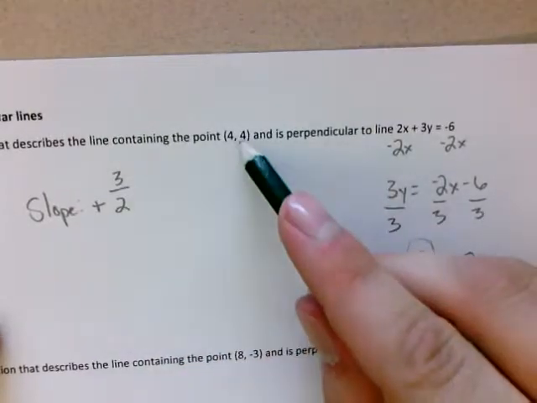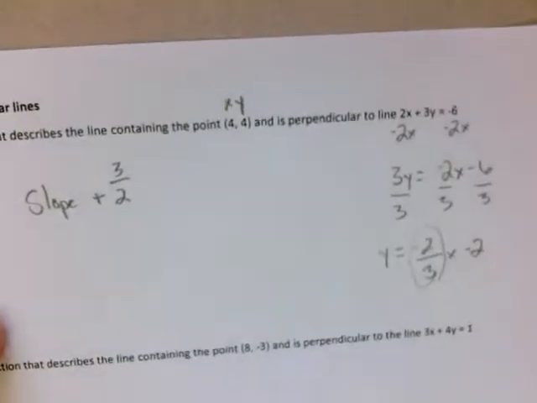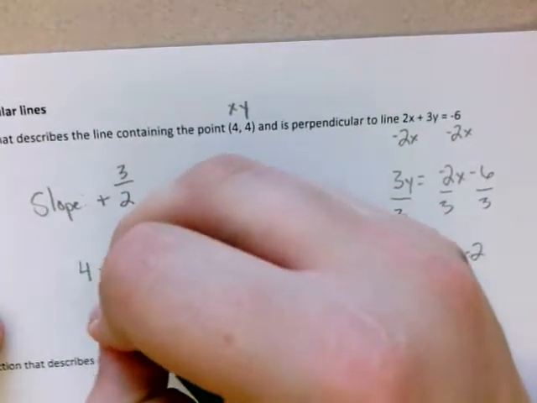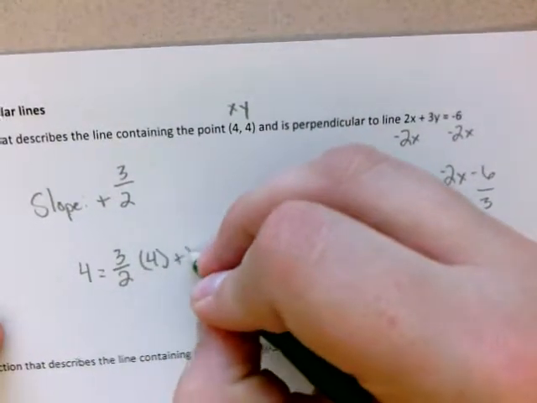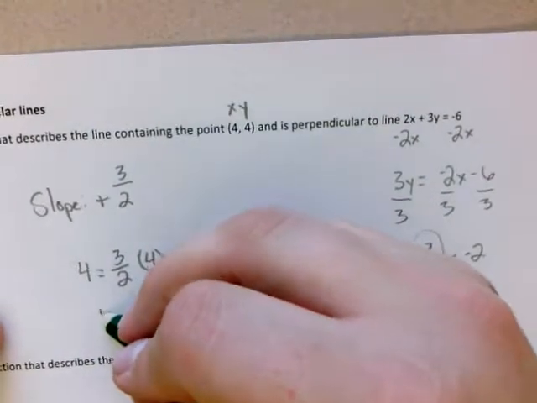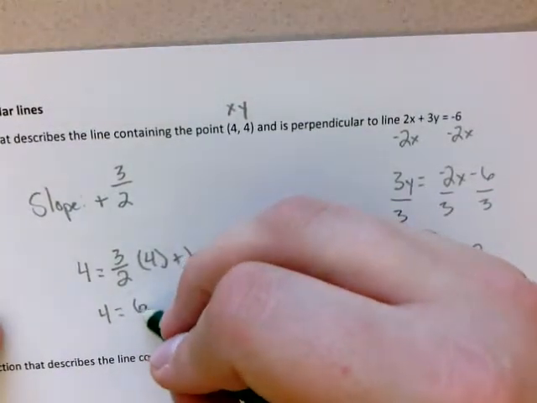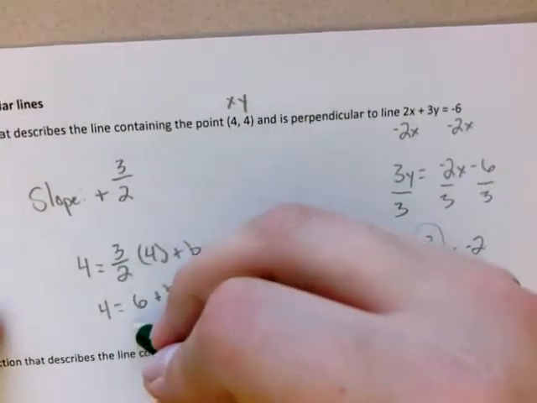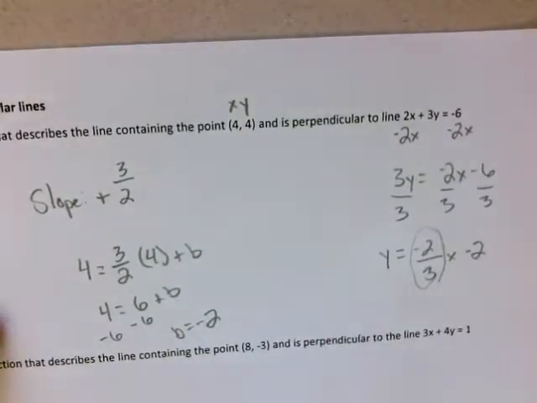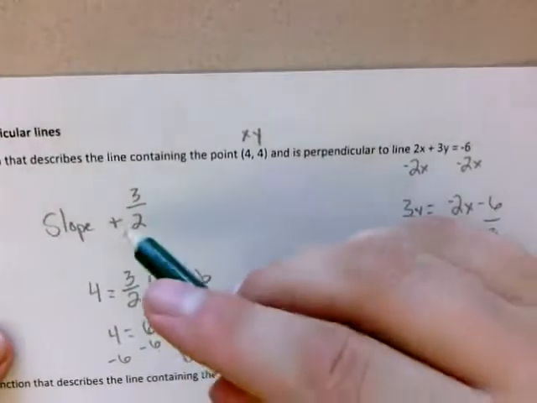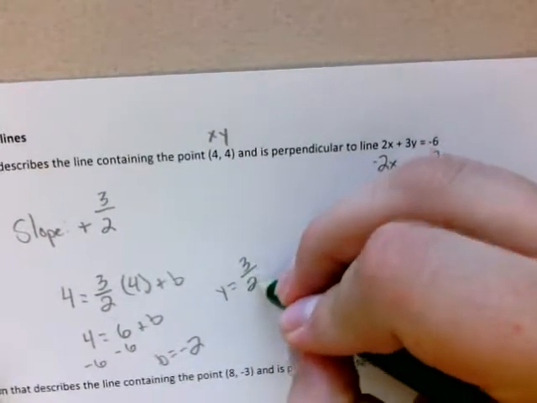So we have a slope, we have a point, which is 4, 4. We know the x, we know the y. Let's plug this in. Our y is 4, our slope is 3/2, our x is 4, plus b. Multiply this out. If you put this into your calculator, 3 divided by 2 is 1.5. That times 4 is going to be 6 plus b. Let's get b by itself. Minus 6, minus 6. B equals negative 2. So you know your slope, you know your b. So now you get y equals 3/2 x minus 2.